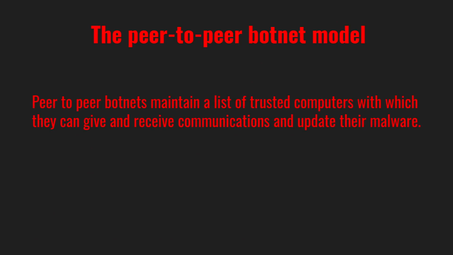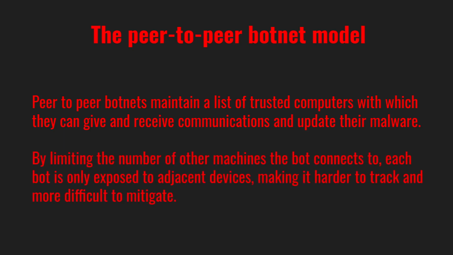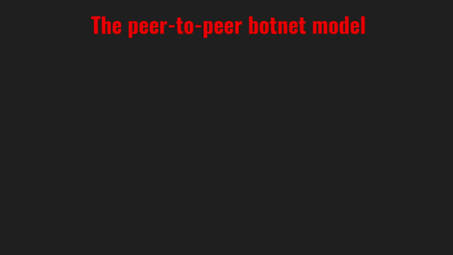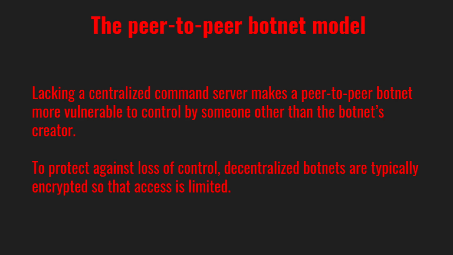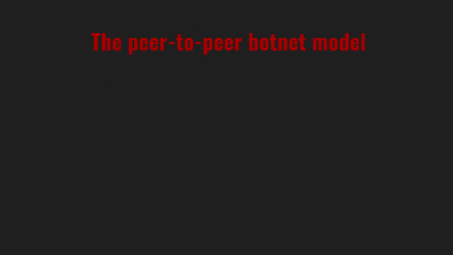Also, peer-to-peer botnets maintain a list of trusted computers with which they can give and receive communication and update their malware. By limiting the number of other machines the bot connects to, each bot is only exposed to adjacent devices, making it harder to track and more difficult to mitigate. Lacking a centralized command server makes a peer-to-peer botnet more vulnerable to control by someone other than the botnet's creator. To protect against loss of control, decentralized botnets are typically encrypted so that access is limited.